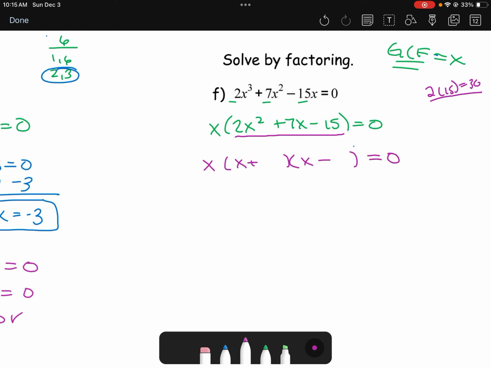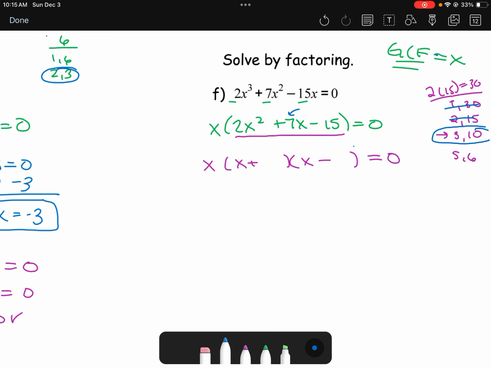Okay, so let's list our factors of 30. So I've got 1 and 30, 2 and 15, 3 and 10. And yes, I know we can stop here, but if some of you want to keep going, there is that 5 and 6. Okay, so again, now I need to look at my factors. I need to subtract them, and when I subtract them, I need to get that b value of 7. So that doesn't work, that doesn't work.